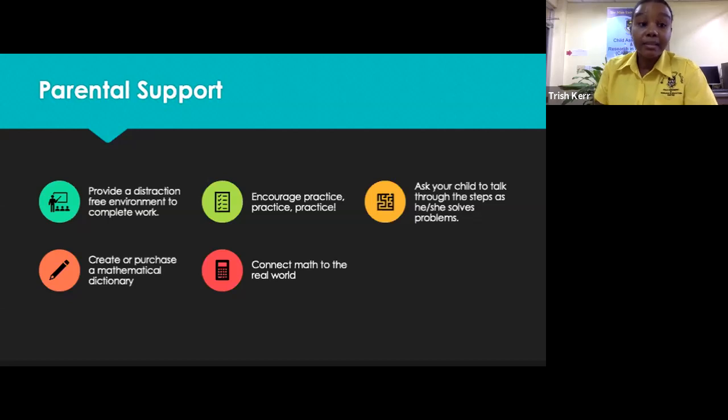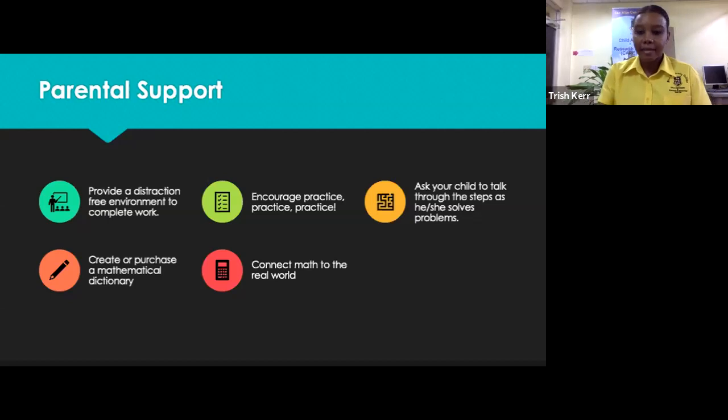You can also create or purchase a math dictionary. These are helpful because sometimes children don't understand some of the terms in math. So they might confuse division with multiplication. They might not understand that in fractions, which one is the numerator, which one is the denominator, some of the terms that are important as they go through each topic. You might want to make a note of those, write them down, and reinforce them at home so the child fully understands what it is they are doing at school, or based on their home learning as well.